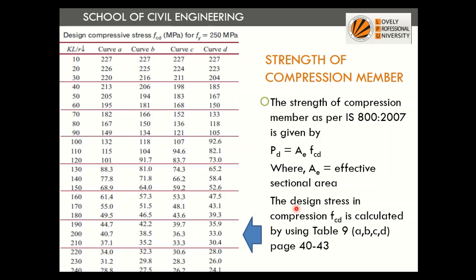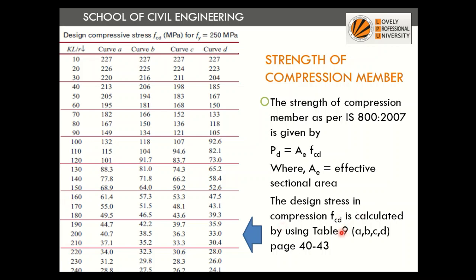Okay, so this is the formula which we will use for design of compression member. Load is equal to permissible stress into effective area. So effective area generally we will get from the steel table, or you can calculate it through calculators also, right? With the given data we can easily calculate Ae. So the real challenge will be to calculate fcd. So for fcd we have to use this table.